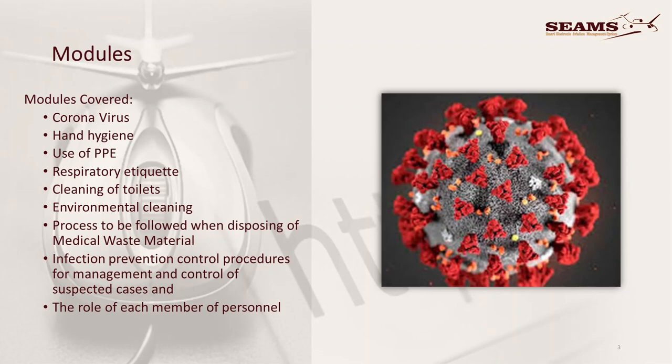Now, as part of the training, there's a couple of modules that we're going to cover, and they are as follows. We're going to look at the coronavirus, and I'm sure you are read up on this by now, but we'll give you a short definition there. Hand hygiene, use of PPE, respiratory etiquette, cleaning of toilets, sounds interesting, environmental cleaning, process to be followed when disposing of medical waste and material, and in this case, that will be your medical masks and your gloves, and then infection prevention control measures for management and the control of suspected cases. And then what are the roles of each member of personnel?